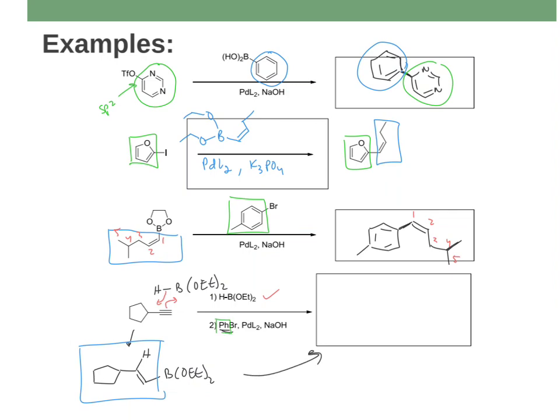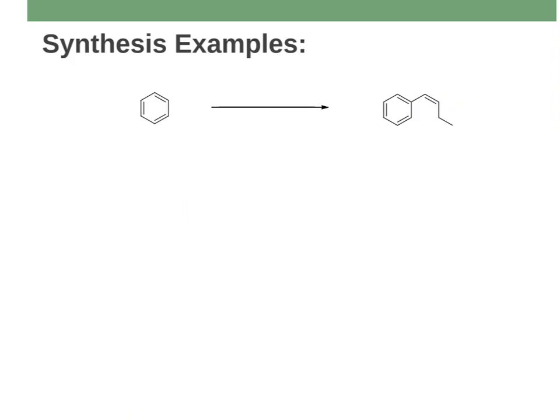So step 2 is going to just give me this, where I put a phenyl where the boronic ester was. And that's how we do this. Now here's an example of a synthesis problem that I could have given you for weeks, last term even maybe. Probably, yeah, I could have given it to you last term.